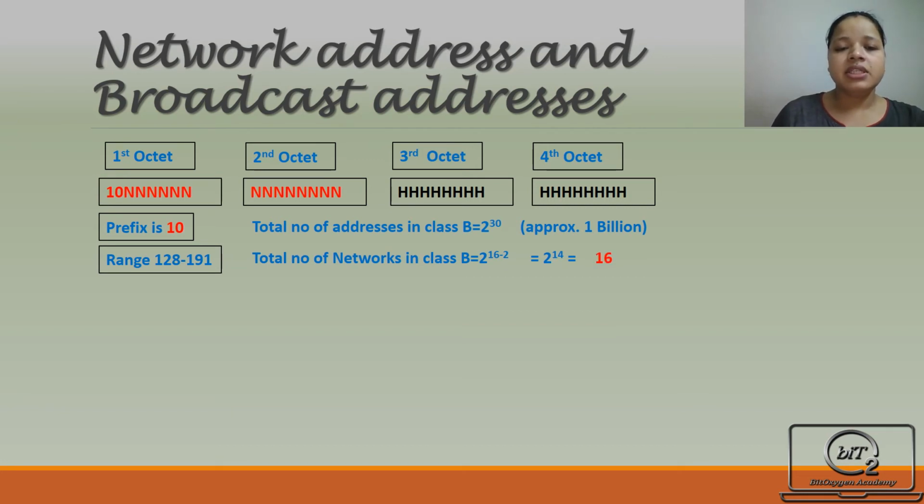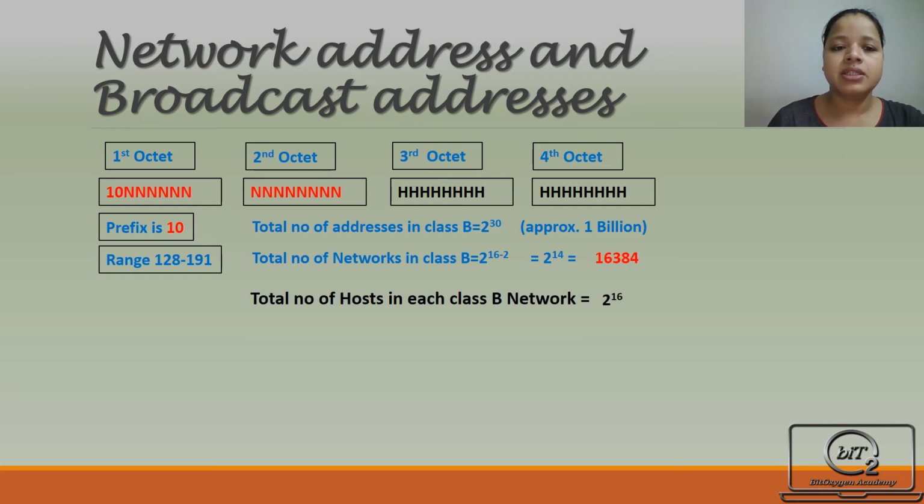What is the network and broadcast addresses? In these 16,384 networks, we can connect 2 to the power 16 host addresses. Why 2 to the power 16? Since we have 16 bits in host ID part. With these 16 bits, we can create 2 to the power 16, which is equal to 65,536 combinations, and each combination represents one address. But we have 65,536 minus 2 addresses available for hosts in Class B, which is equal to 65,534.